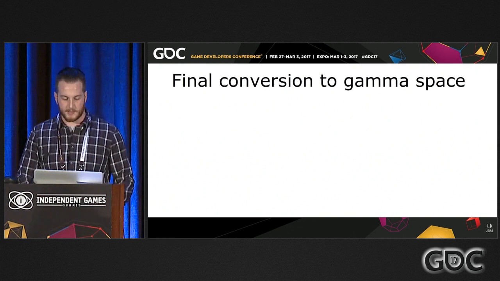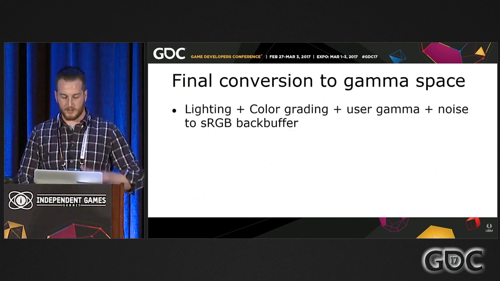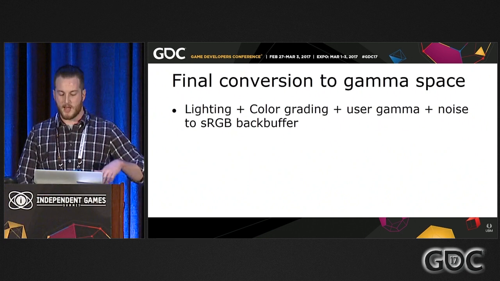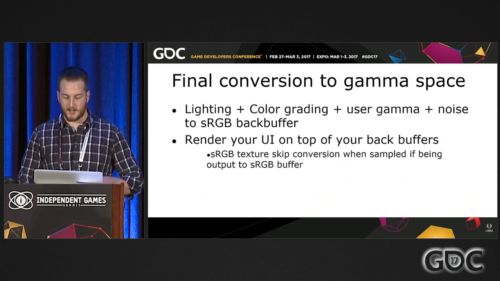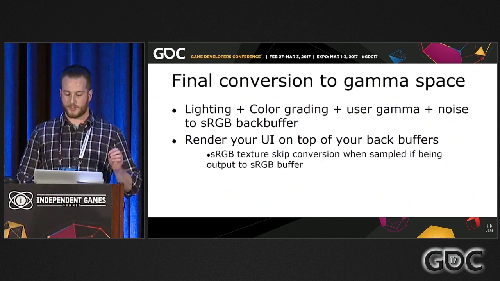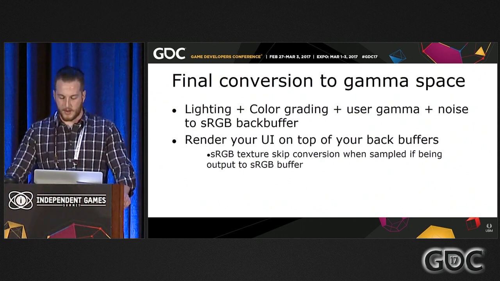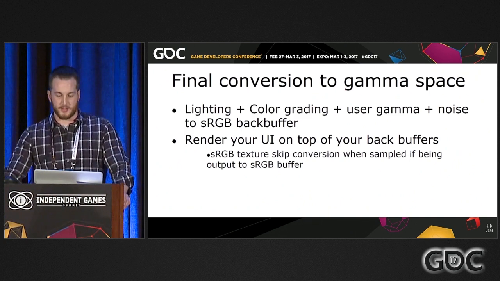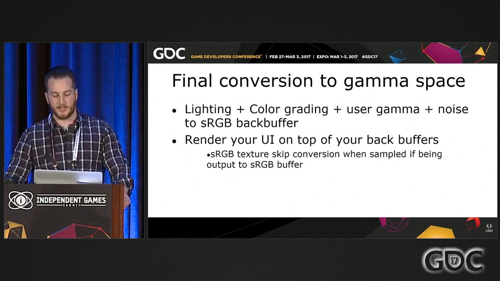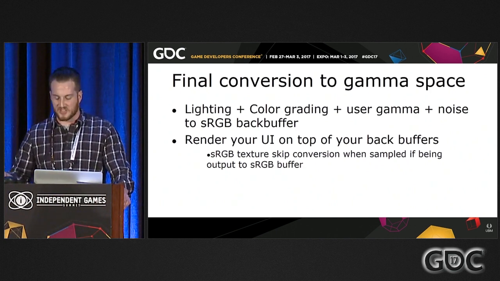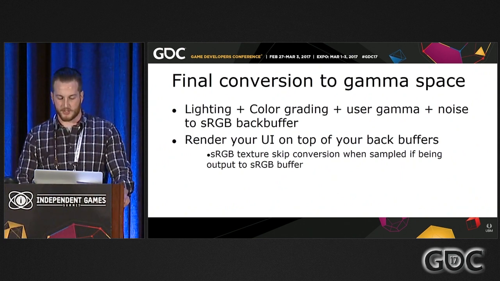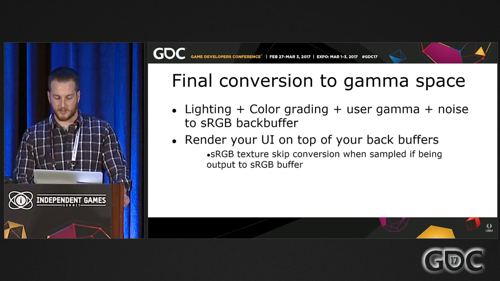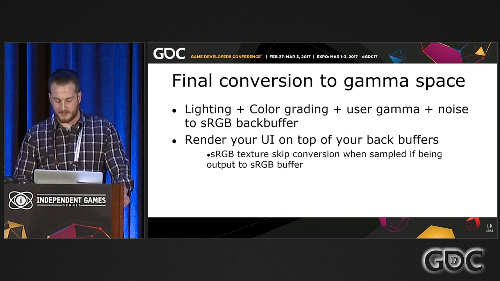So the final conversion to gamma space: you combine your lighting, your color grading, your user gamma, and your noise to the sRGB back buffer, and then you render your UI on top. The reason you want to render your UI on top is to keep your UI in sRGB space. If it's outputted directly to something that's in sRGB space and doesn't require any lighting or linear space, it's going to skip the conversion from sRGB to linear to sRGB, and it's the best way to go.